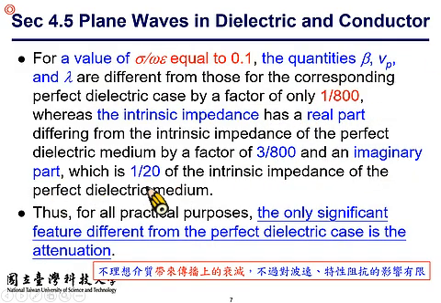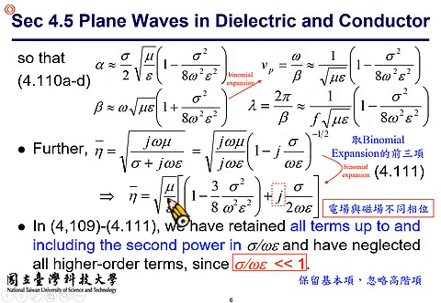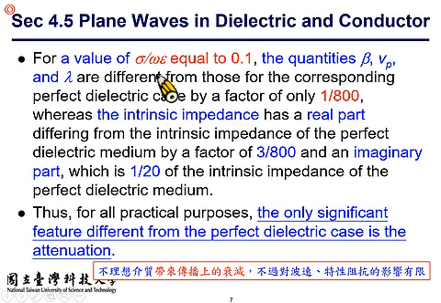And the imaginary part of the first one over here, this one, alpha, is 1 over 20. So comparing the 3 numbers, 1 over 20, 1 over 800, 3 over 800, I guess we can confidently neglect 1 over 800 and 3 over 800, and we should keep the 1 over 20 term, all right?